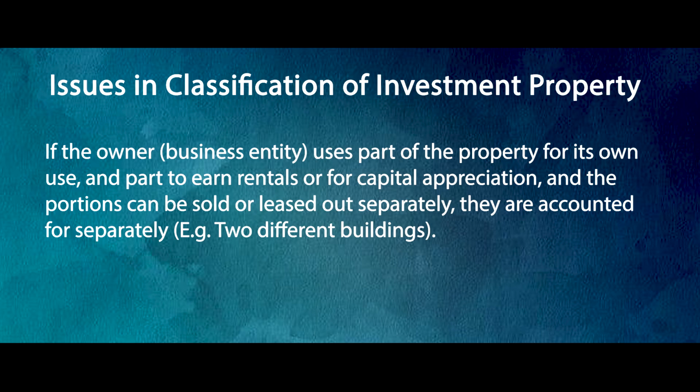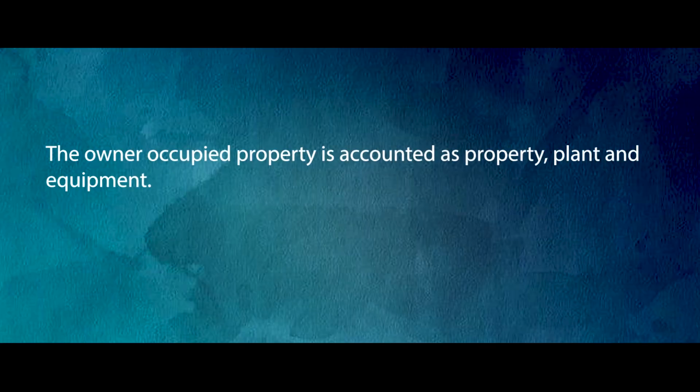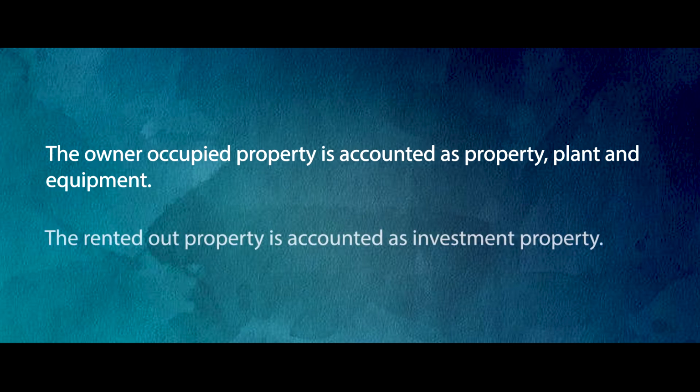It means that if the company is owning or having a building, and if the company leases out a part of that building for rental or either for capital appreciation, and rest part of the building is kept for own use, in this kind of situation, what we need to do is the owner occupied property is accounted as property, plant and equipment, and the rented out property is accounted as investment property. So we have to know which part is rented out and which part is owner occupied property.